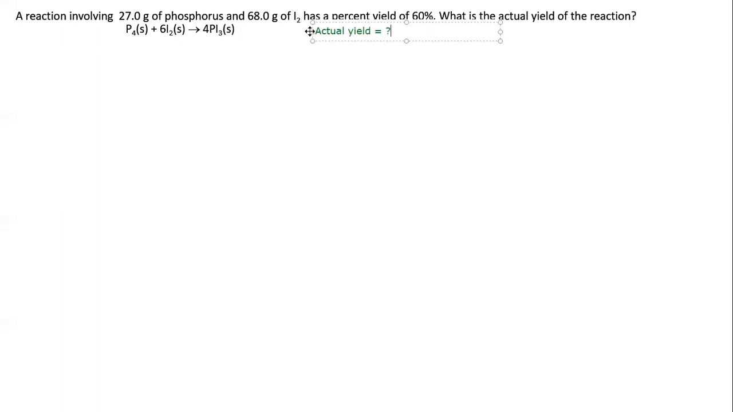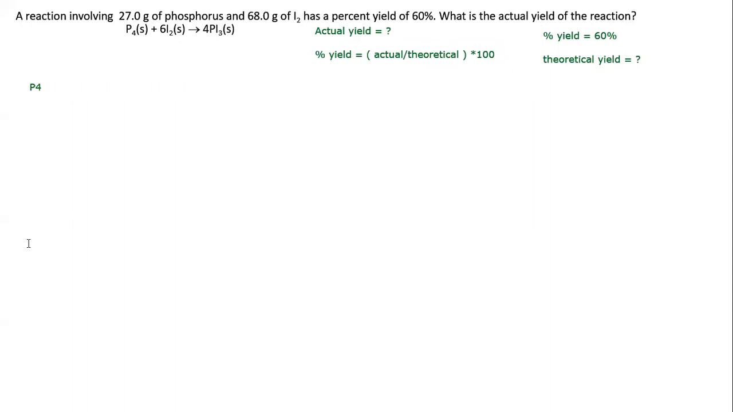So remember, percent yield is the actual over theoretical times 100. So to calculate the actual yield, we need to know the percent yield, which we do at 60%, and we need to know the theoretical yield, which we don't know. So we have to use the other information given to us to calculate the theoretical yield. So again, we're going to set up our train tracks.